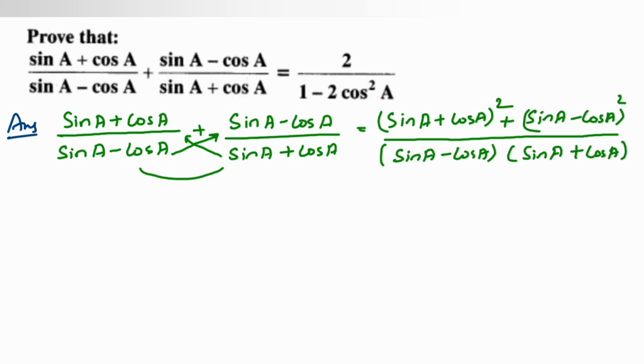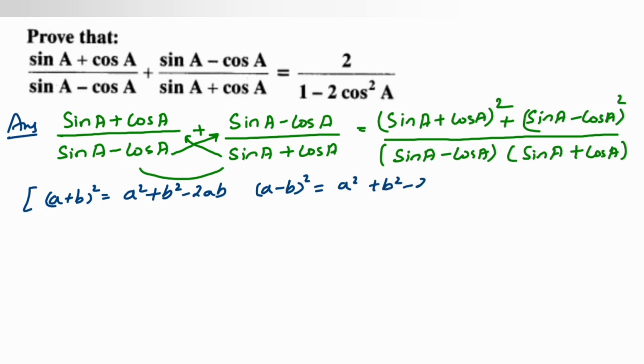Now we're going to apply these identities, that is a plus b whole square and a minus b whole square. So I'll write down this. So a plus b whole square is equal to a square plus b square plus 2ab, and a minus b whole square is a square plus b square minus 2ab. And one more identity we're going to use is a plus b into a minus b is equal to a square minus b square. So there are three different identities we're going to use and we'll get the solution here.